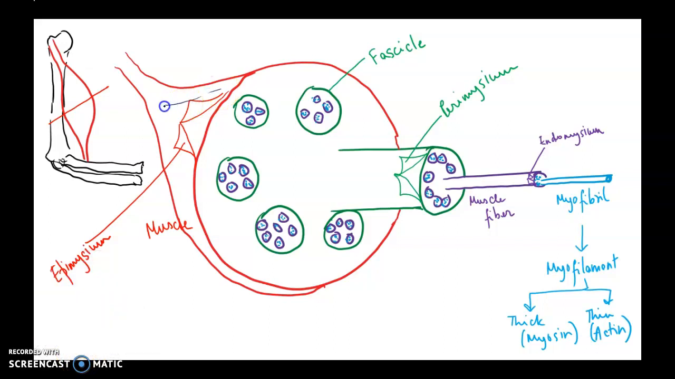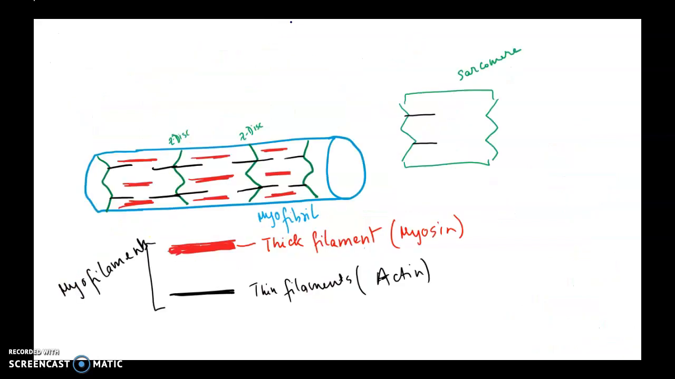So there is this another covering, and this covering is called deep fascia. The deep fascia actually separates one muscle from other muscles. Okay, that's a function of deep fascia. It separates between muscles. So hopefully we understand the different connective tissue layers surrounding the different structures of the muscle.